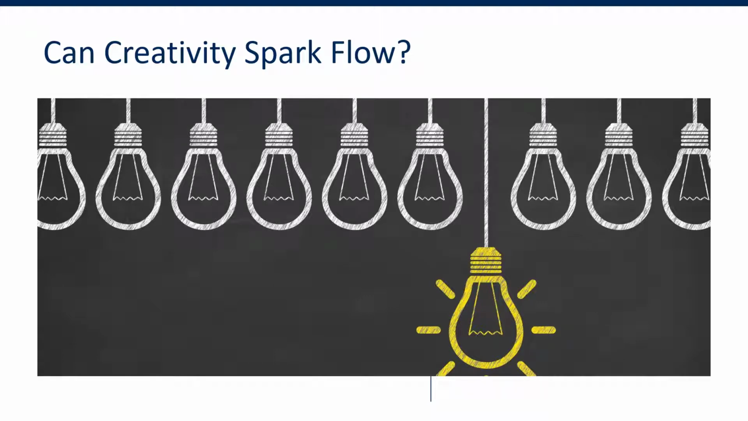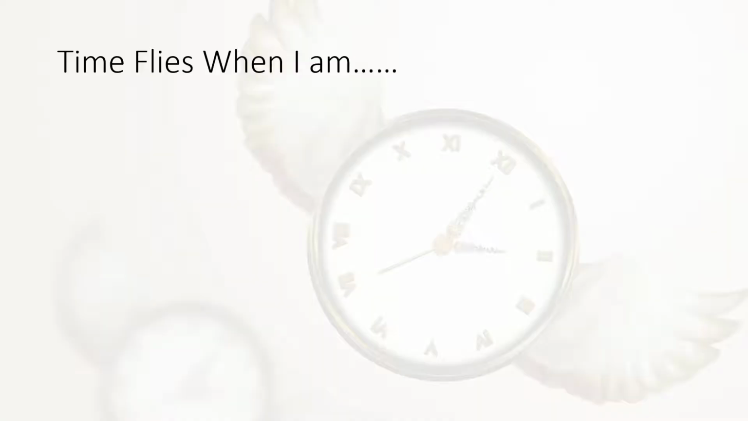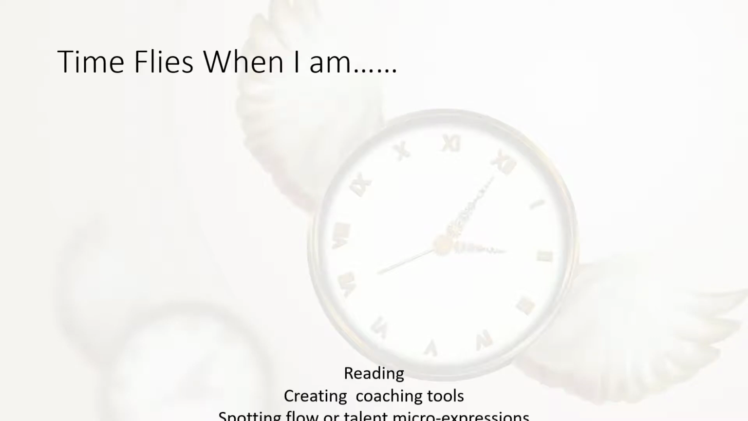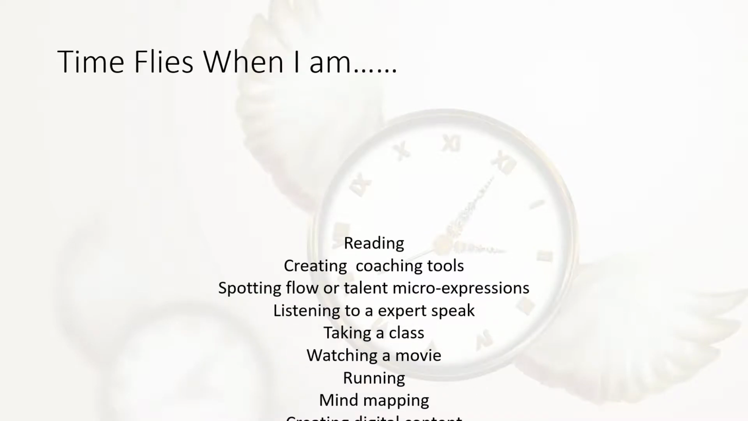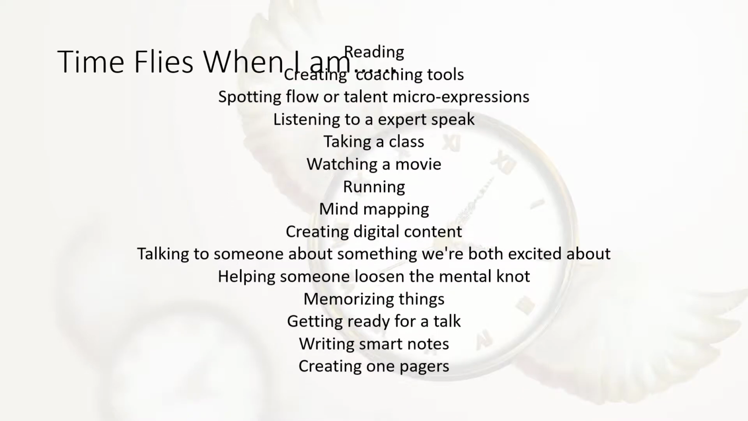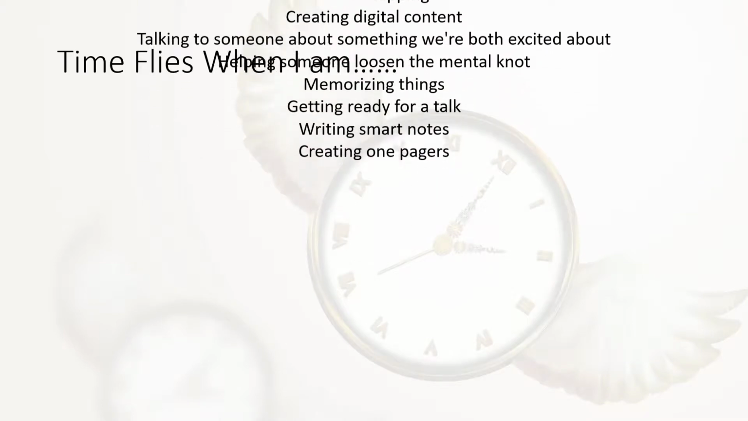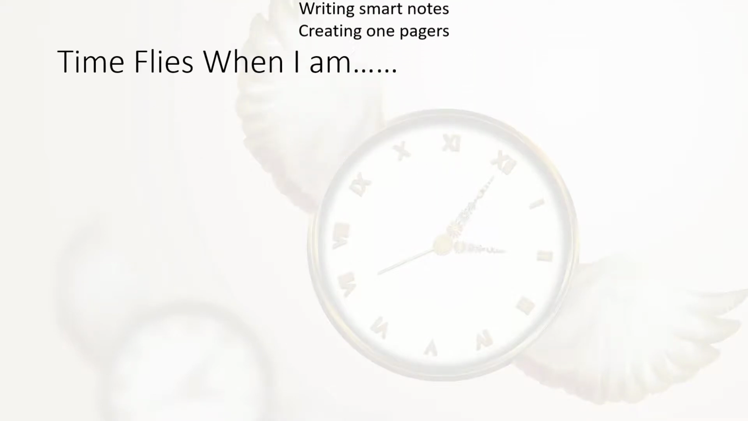And let me demonstrate. One of the most frequently reported characteristics of being in flow is to lose track of time. As an exercise, I suggest that you list all the activities you can think of where you completely lose track of time. Here's an example of my list. And so see if you can create your own list. Anything that comes to mind where when you're doing it, you just completely lose track of time. It either stands still or it flies by.